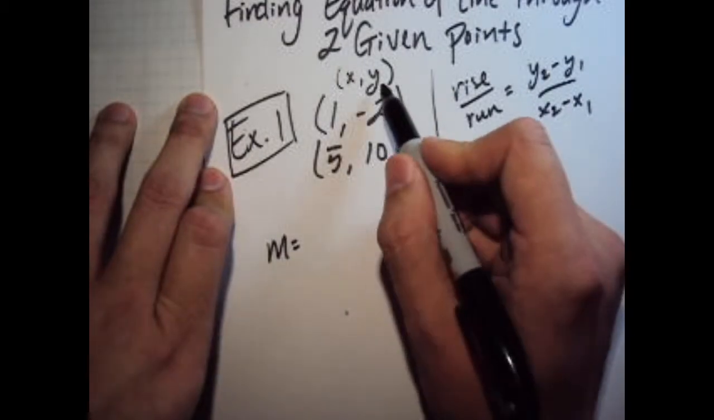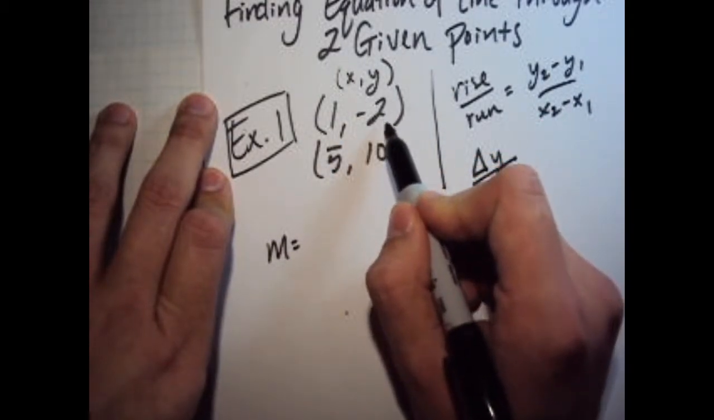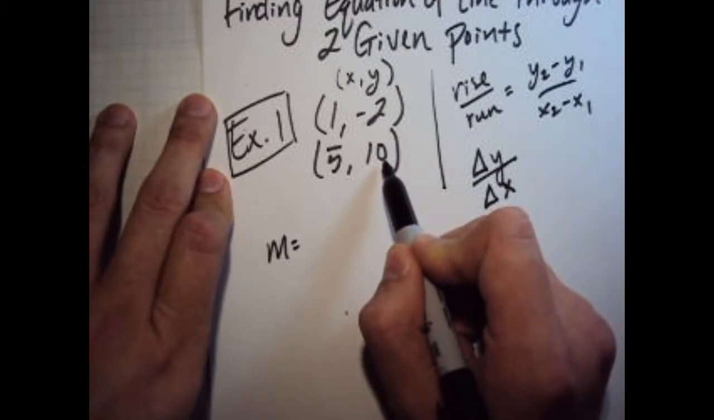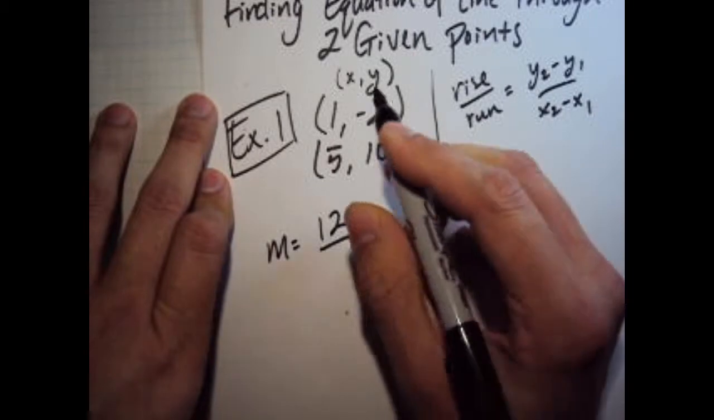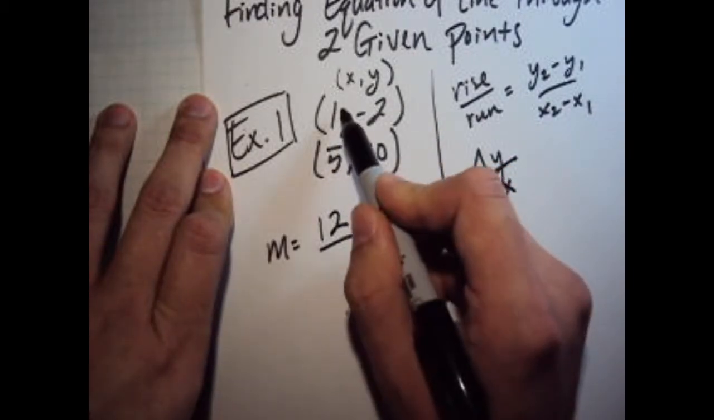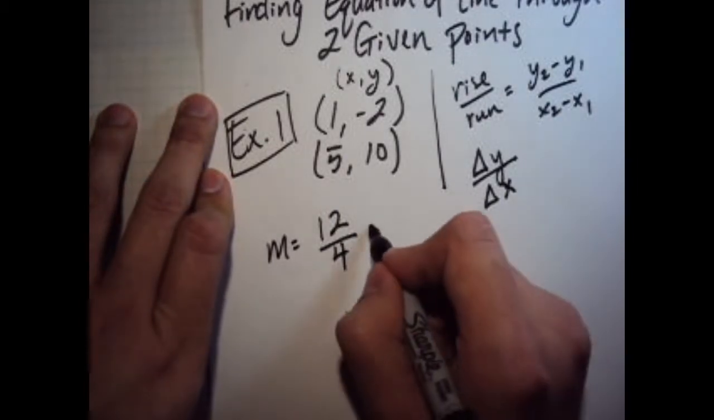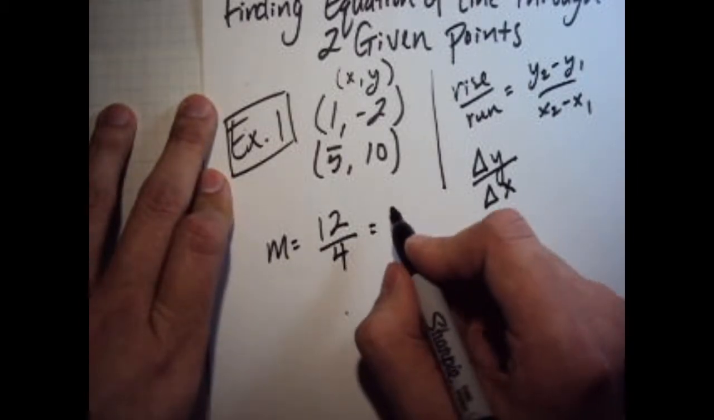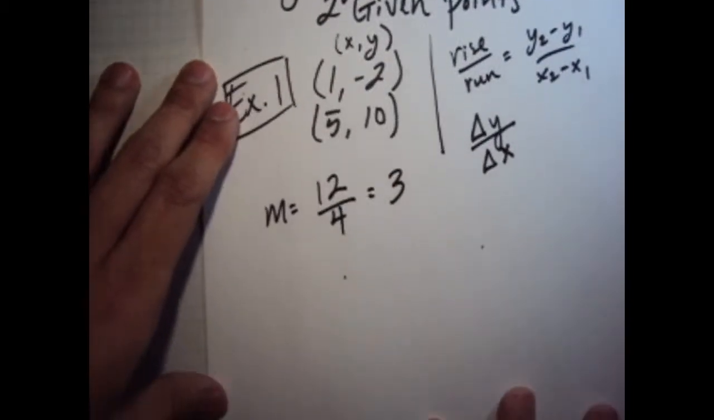But at any rate, change in y. So how did the y change? Well, these are our y's. How did this change? I was at -2, and now I ended up at 10. So what happened? Well, I added 12. Here, I was at 1, and then I ended up at 5. What changed? Well, I added 4. That's a positive 4. This is a fraction. It will simplify. That's 3. So my slope is 3.